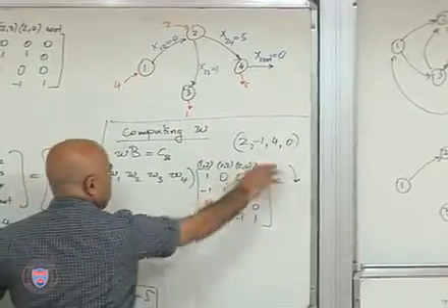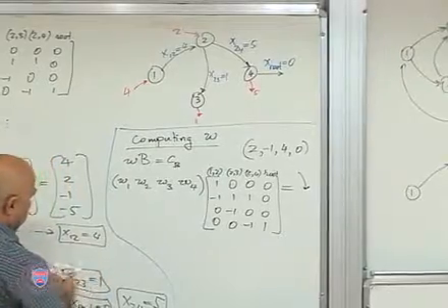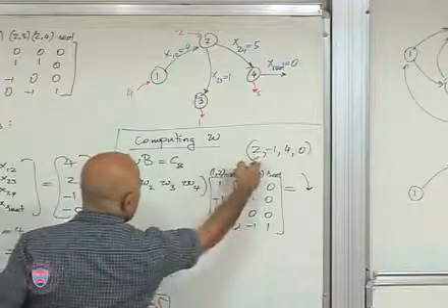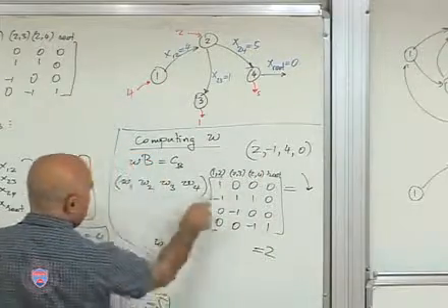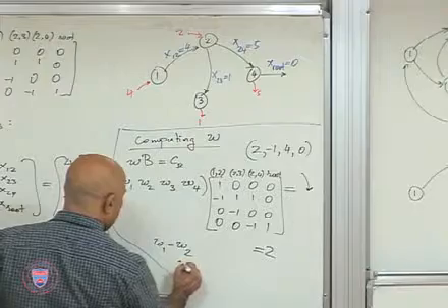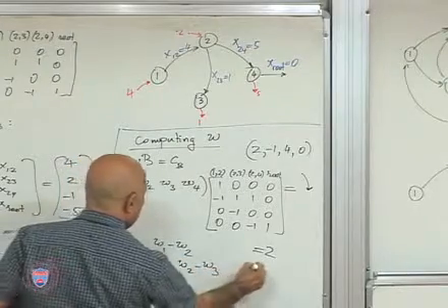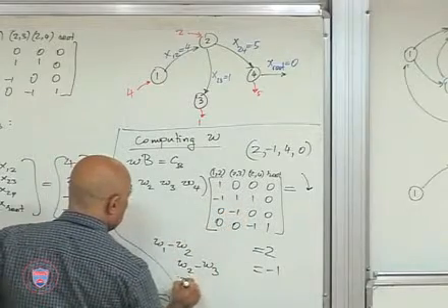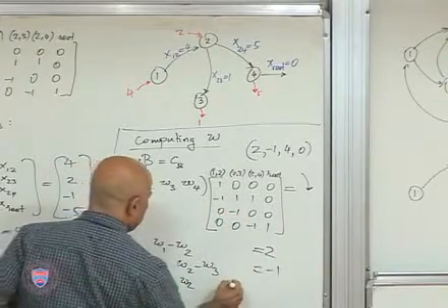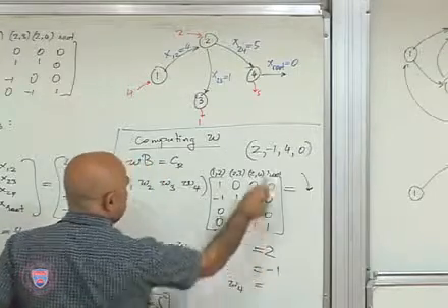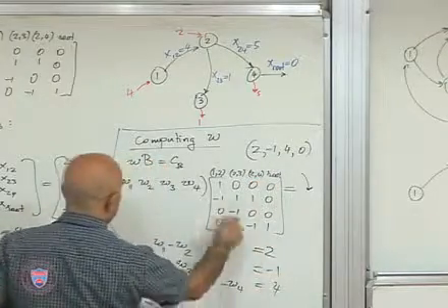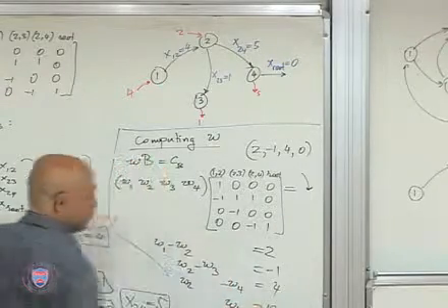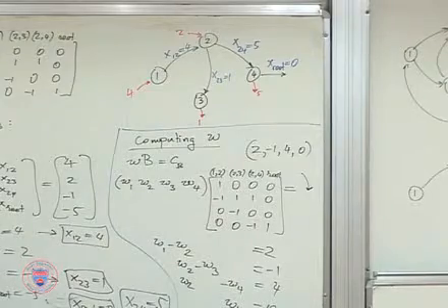So you're setting these equations, and this will give you W1 minus W2 equals 2. Then W2 minus W3 equals minus 1. W2 minus W4 is equal to 4. And finally, W4 is equal to 0. Okay? That's your set of equations.